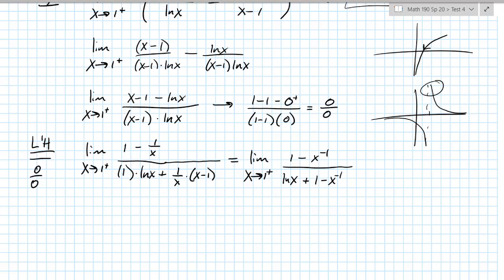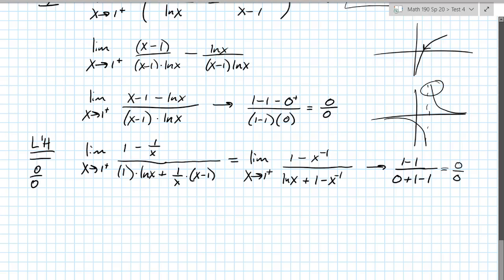At this point, we can decide what we want to do. If we'd like, we could get common denominators of x on the top and on the bottom, or we can try direct substitution again. If we try direct substitution again, we will see that we have indeterminate form of 0 over 0 again. So the top gives us 1 minus 1. The bottom gives me 0 plus 1 minus 1. Since we have 0 over 0, we can use L'Hopital's rule again.